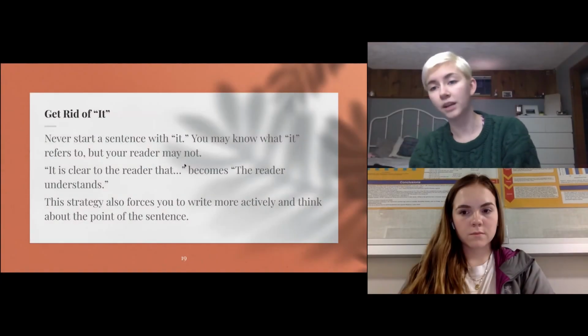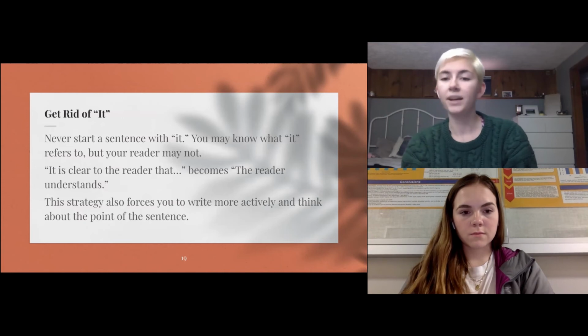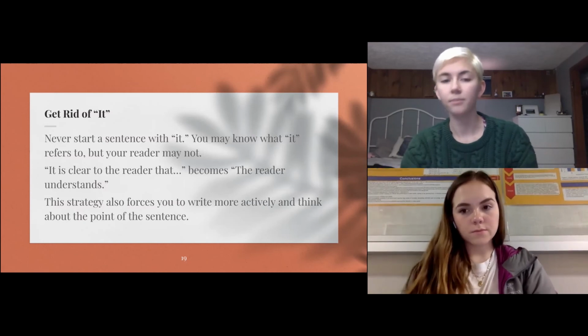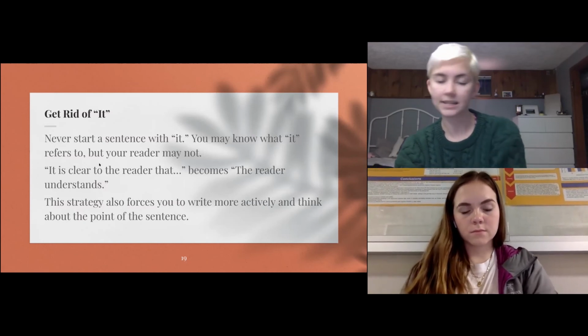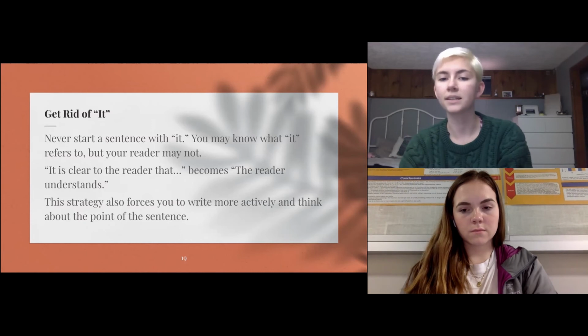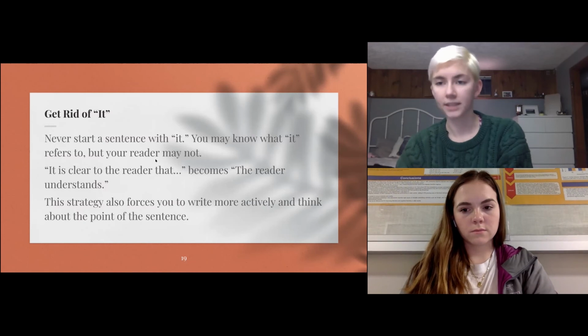Something that a lot of people don't think about is the word it. Never start a sentence with the word it. Because the thing about the word it is that it's not entirely clear what the word it refers to. So you may think that, oh, it's obvious that it refers to this subject, but your reader may not. So in the example here, it is clear to the reader becomes the reader understands. This also forces you, as I was talking about before, to write more actively, so using more active verbs, and it also forces you to think about the point of the sentence. So why is it important that it is clear to the reader? It's important because the reader understands.